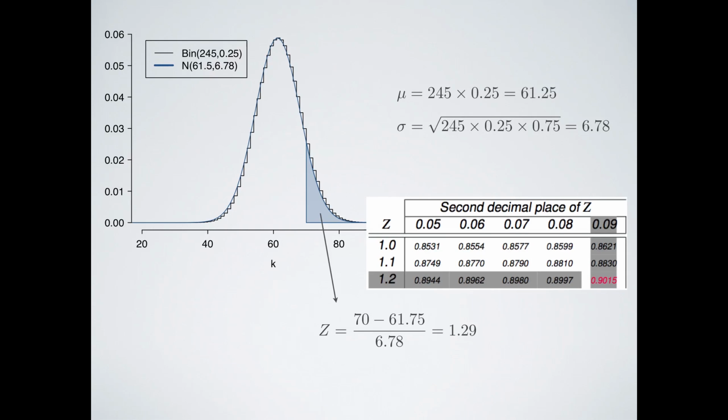Using a normal probability table, we can look up the probability, or the area under the curve up to this point, and the complement is the shaded area we're interested in. Therefore, there's a 9.85% chance that more than 70 out of 245 Facebook friends are power users.